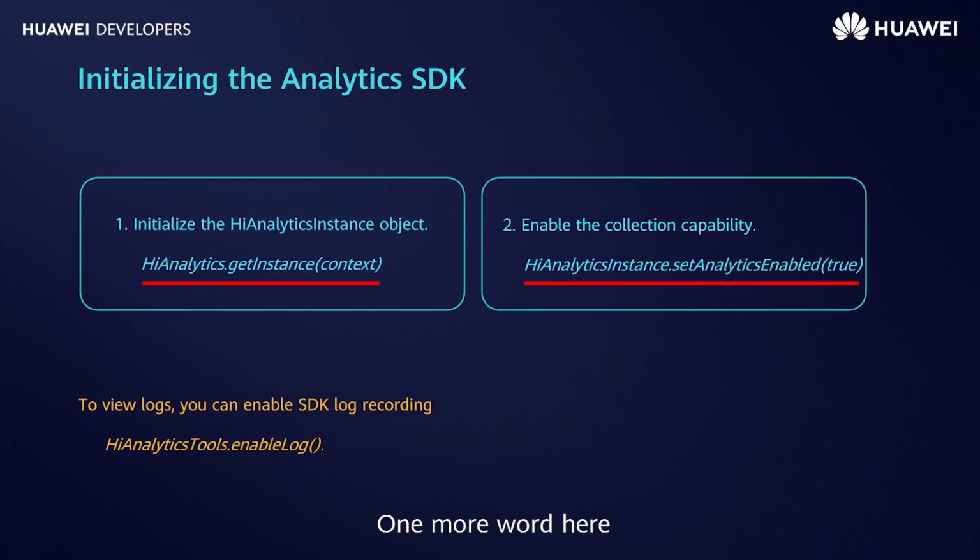One more word here. In order to see the status of Analytics Service in the development and test stage, we can turn the log on. Then we can see Analytics Service information in real time. The way to open logs is to call HiAnalyticsTools, which means the enableLog method of the utility class.